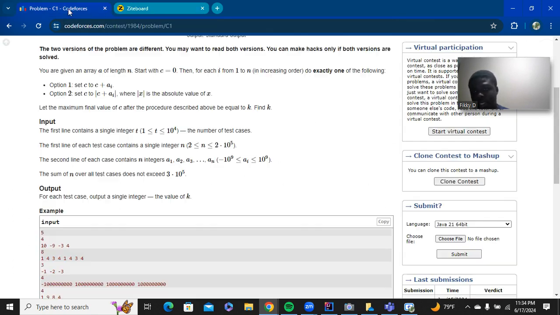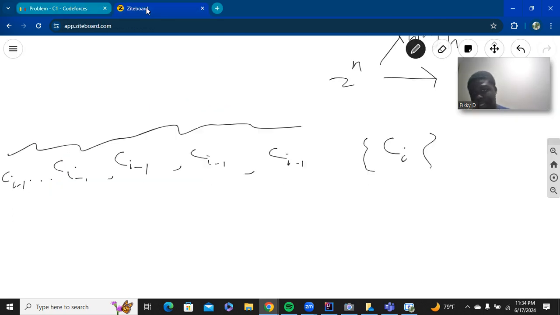So we can also change the question to: what's the maximum value after the ith choice? If we answer that question generally, then we can easily apply it to the nth step. If I ask myself what's the maximum value after the ith choice, then my question is: what values on the I minus 1 step do I need to consider?